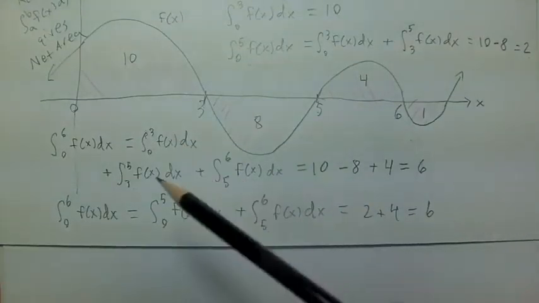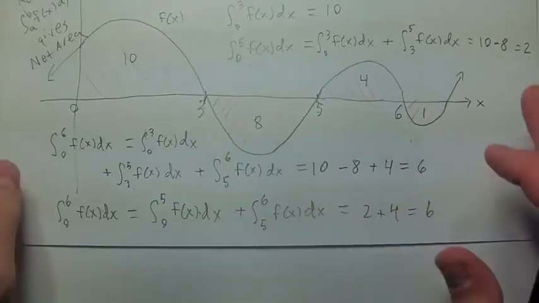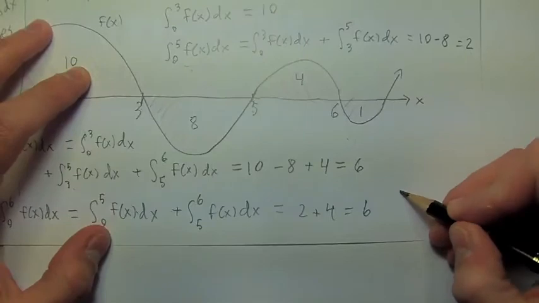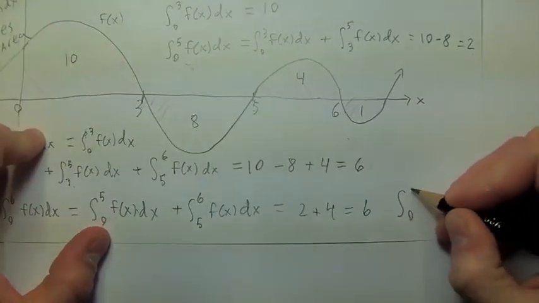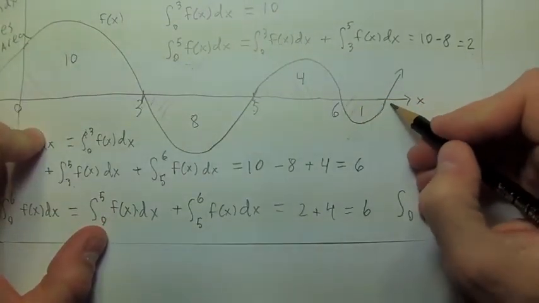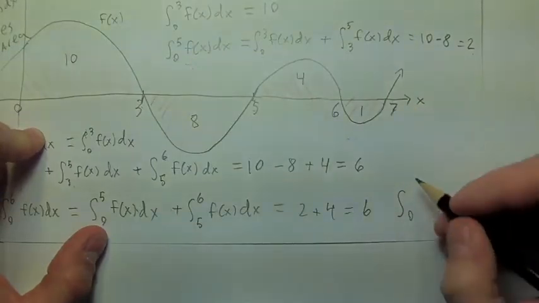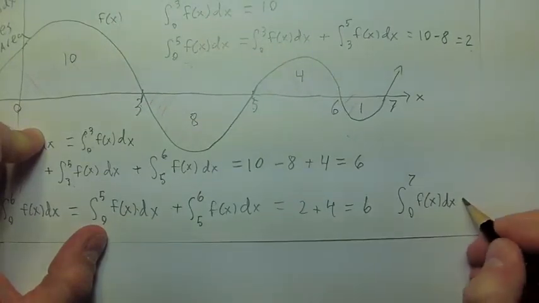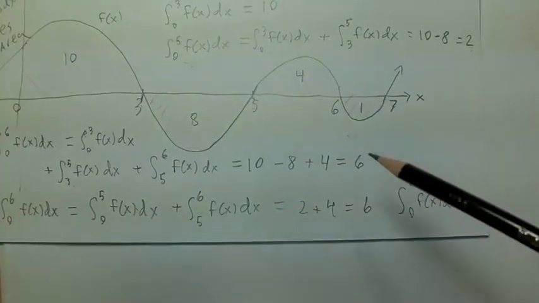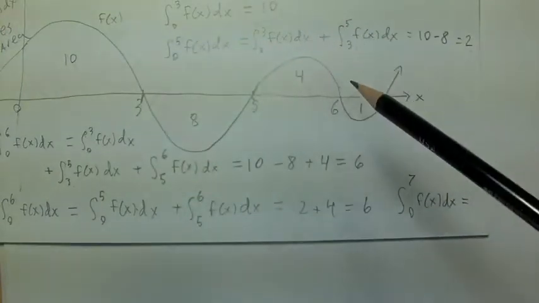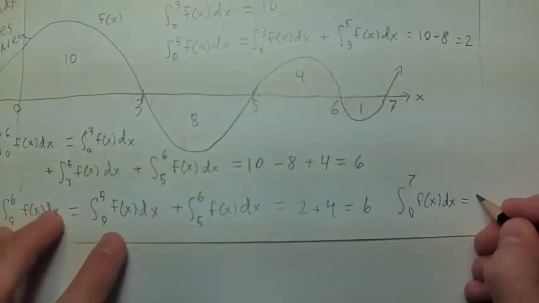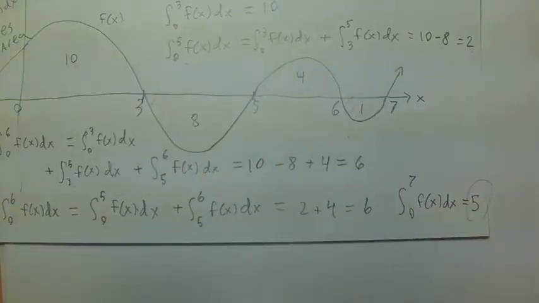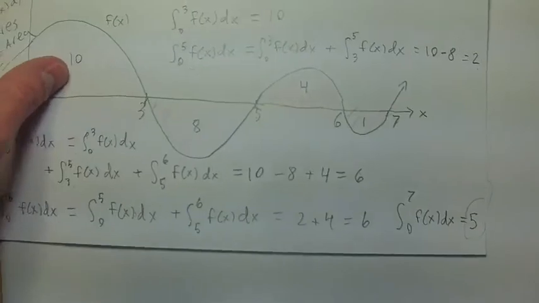And from here, you can probably see that this is pretty simple. You can probably just look at it now and tell me what the integral from 0 to, I didn't give this a number here, let's say that's 7. Just looking at it, what will be the integral from 0 to 7? Well, it's going to be 10 minus 8 plus 4 minus 1, which ends up being 5. No problem.